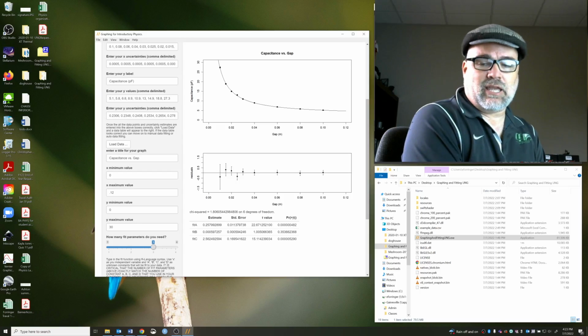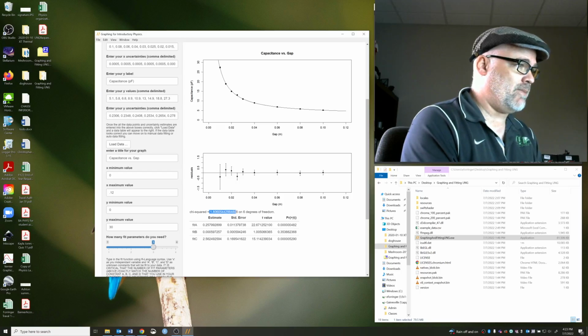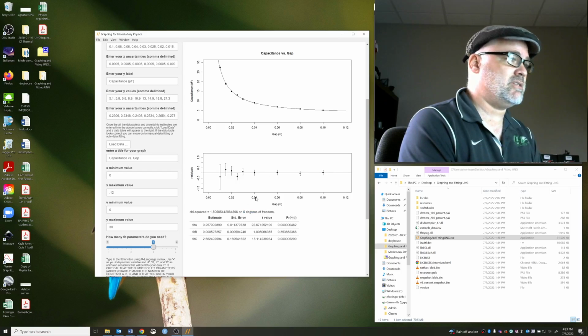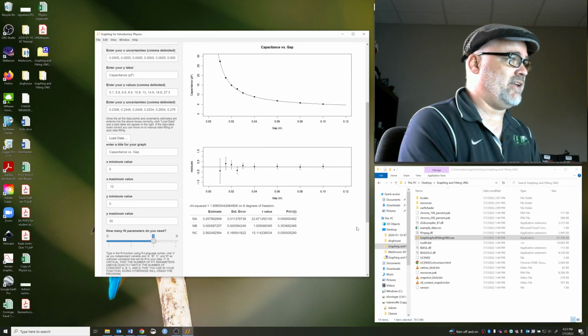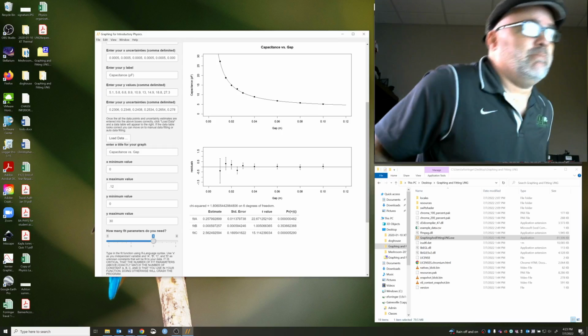But basically this is a tool for model testing. If you know the chi-squared and you know the number of degrees of freedom, the degrees of freedom is the data points minus the number of fit parameters we used. So I've got 9 data points. I used A, B, and C. That's 3 fit parameters, so 6 degrees of freedom.